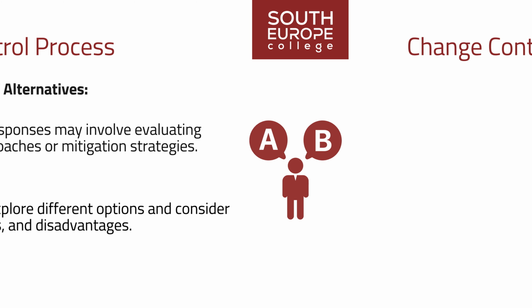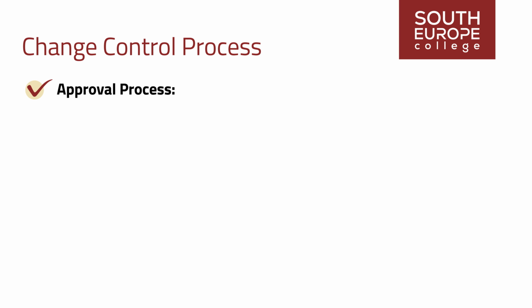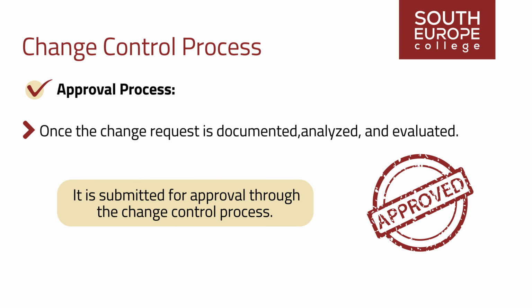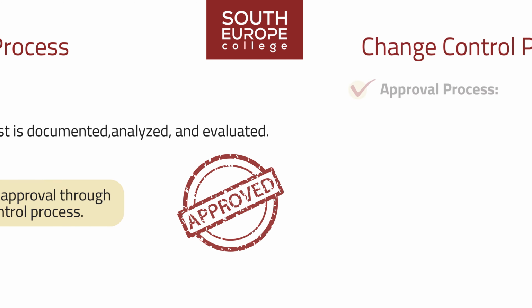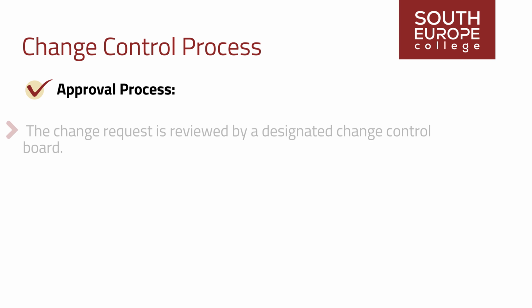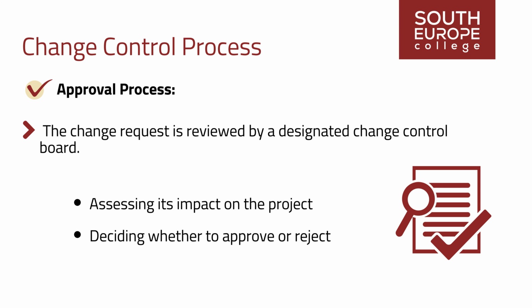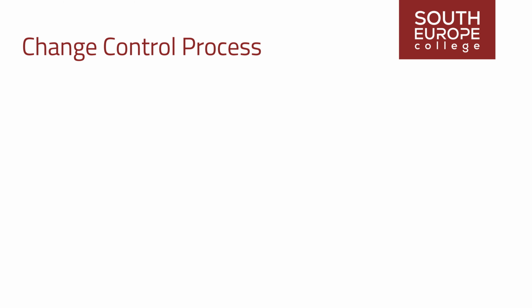Approval process. Once the change request is documented, analyzed, and evaluated, it is submitted for approval through the change control process. The change request is typically reviewed by a designated change control board or committee responsible for assessing its impact on the project and deciding whether to approve, reject, or defer the proposed changes.